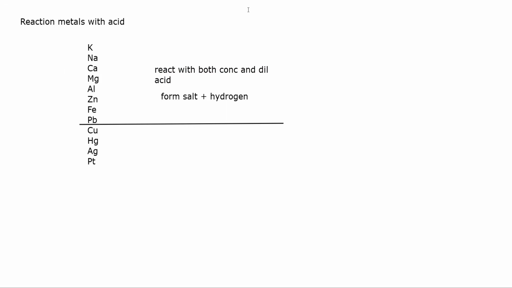So below lead, they can react with concentrated acids only. There is no reaction with dilute acid, they can only react with concentrated acid. And in the lab, because we are not using concentrated acid, that is why their reactions are not common in the lab. This is the reaction of metal with acid.